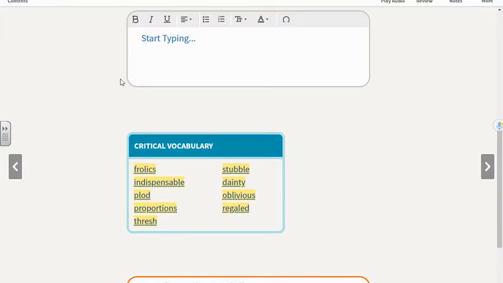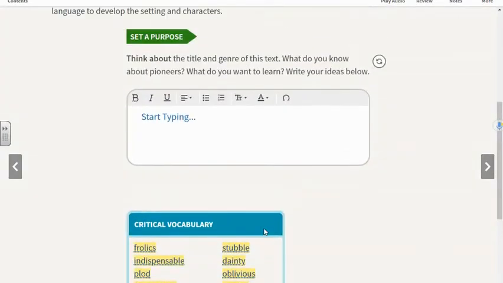All right, so of course these words are going to be important. You guys know that. We highlight them at the beginning so that when we're reading, we will pay attention to them.